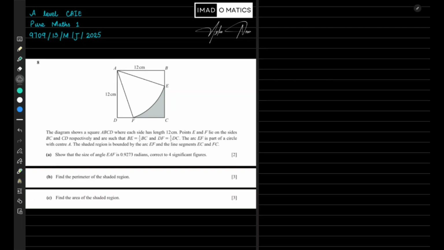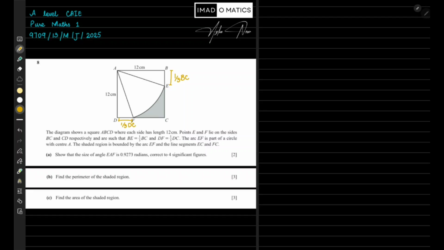Question number 8. The diagram shows a square ABCD where each side has length 12 centimeters. Points E, F lie on the sides BC and CD respectively, such that BE, this length, is 1 by 3 of BC. So we can also rewrite this: this much is 1 by 3 of BC, and DF is 1 by 3 of DC.